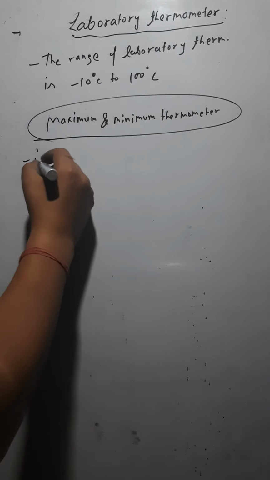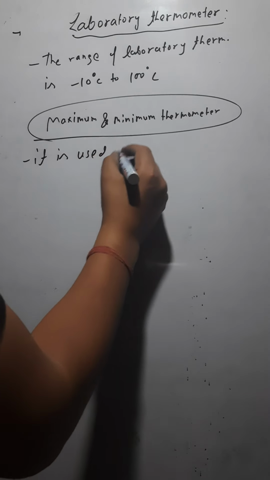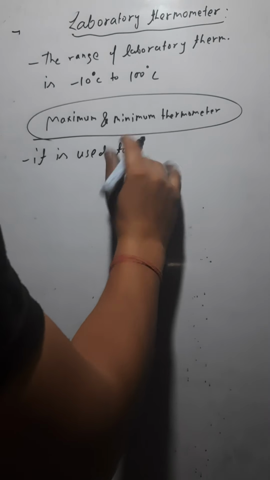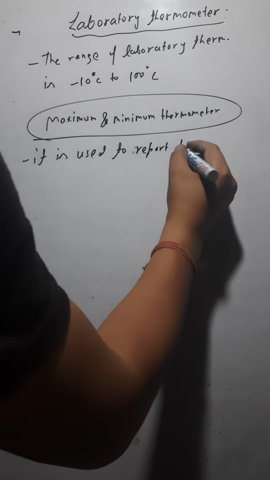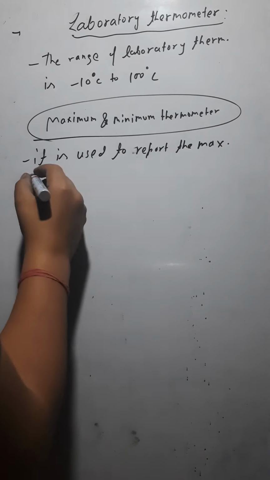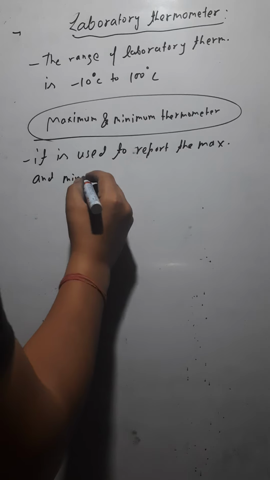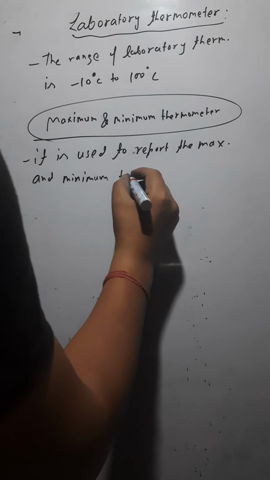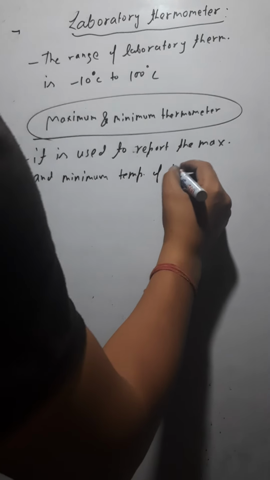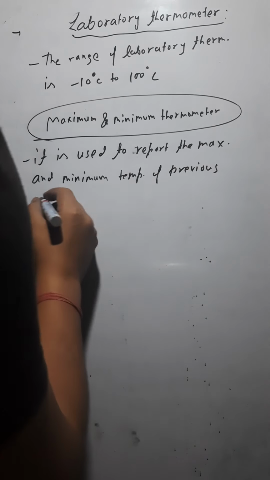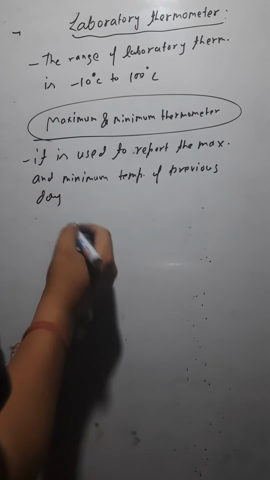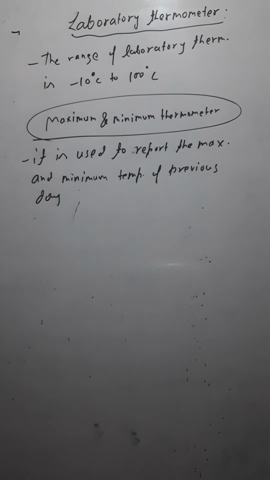So it is used to report the maximum and minimum temperature of the previous day in a weather report. When you are making a weather report, you use the maximum and minimum temperature of the previous day.